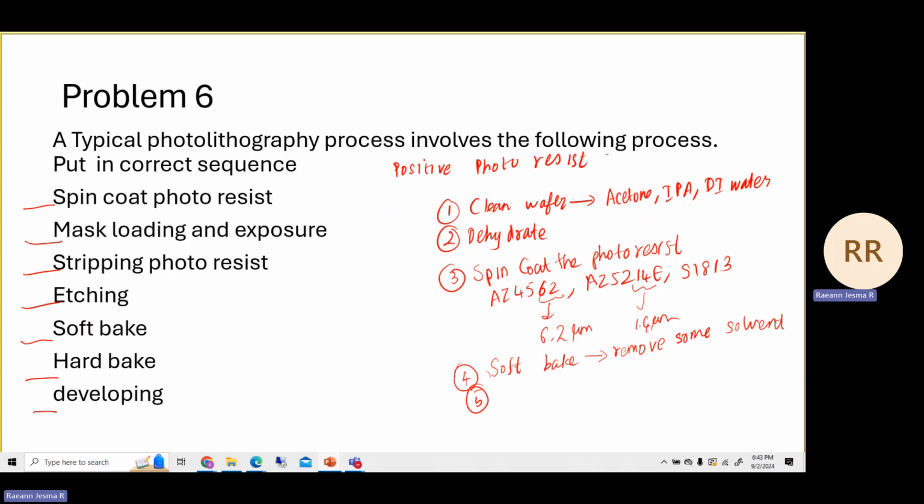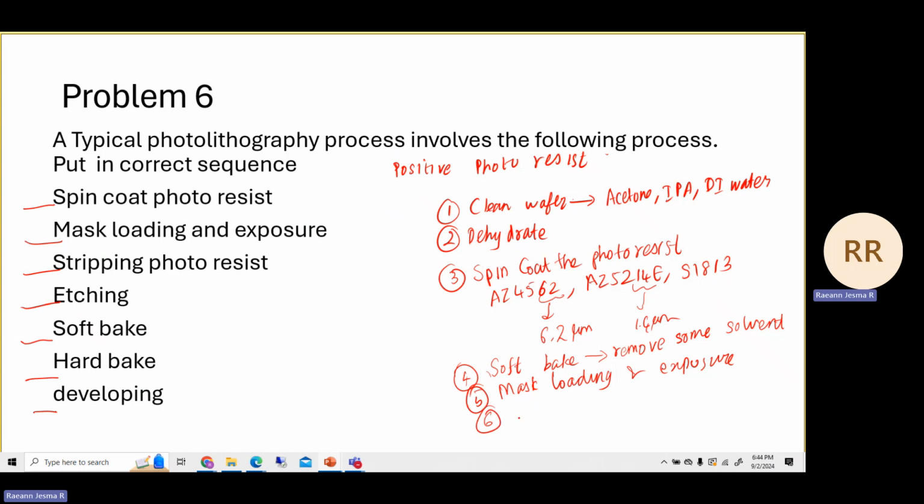So next we will follow this by exposure. Mask loading and exposure is the next step. During exposure, the light will pass through certain regions of the mask. The regions of the mask which are transparent will allow light, and the regions which are opaque will not allow light. Depending on the type of resist that we use, if it is a positive photoresist, the regions which see the exposure of light will become soluble in a developer. So their solubility changes.